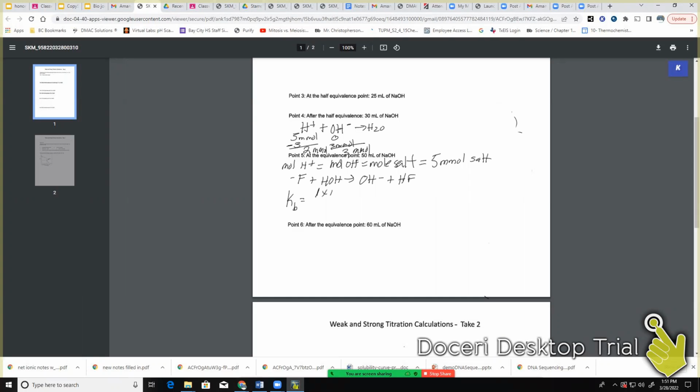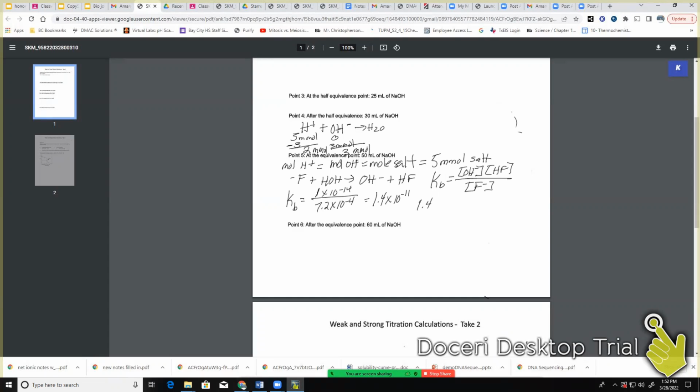It's going to be 1 times 10 to the negative 14th, which is the Kw of water, and divide that by my Ka, which was my given Ka. And that gives me a Kb of 1.4 times 10 to the negative 11. That's going to be my Kb. And based off of this reaction, my Kb is going to be equal to hydroxide concentration times HF concentration divided by my salt, my F minus concentration. So now I can fill all of those in.